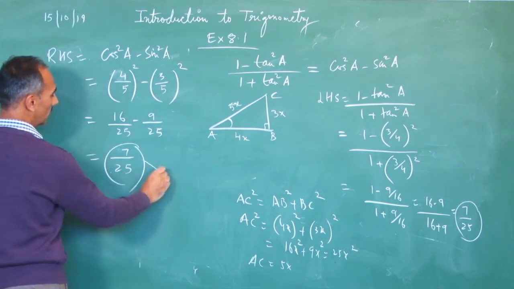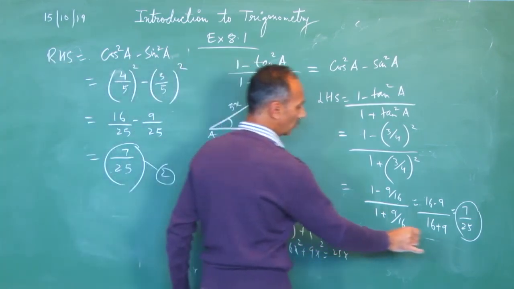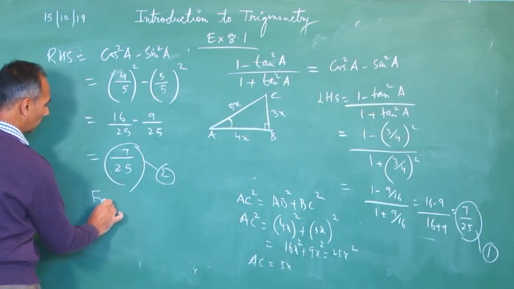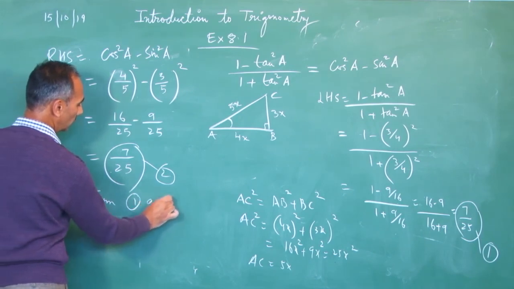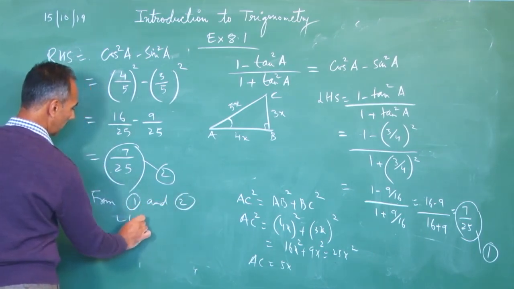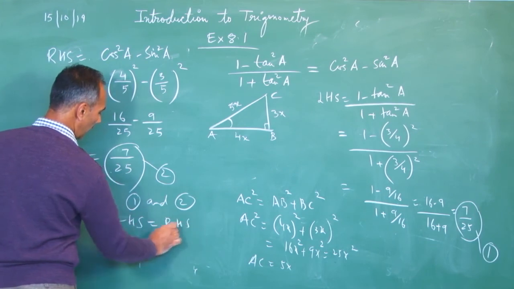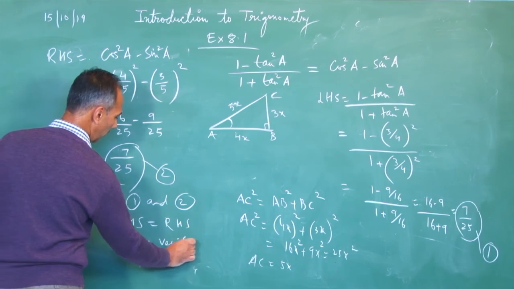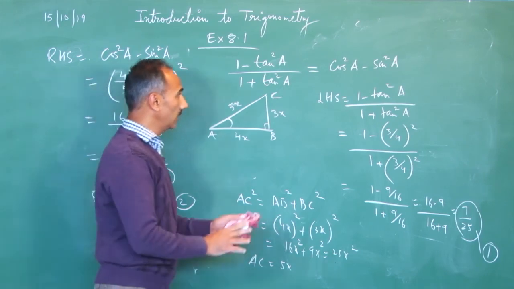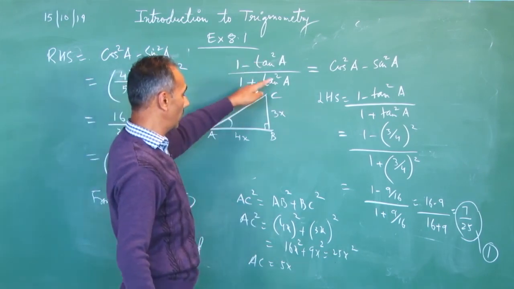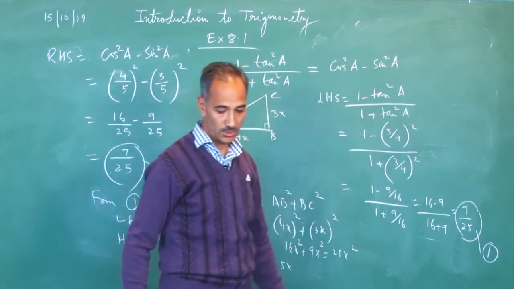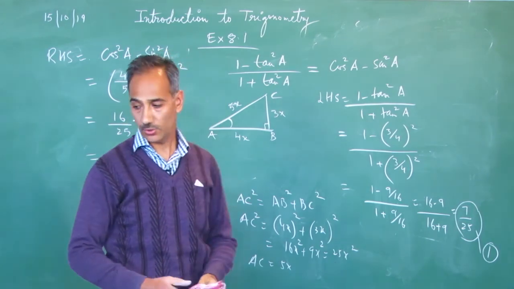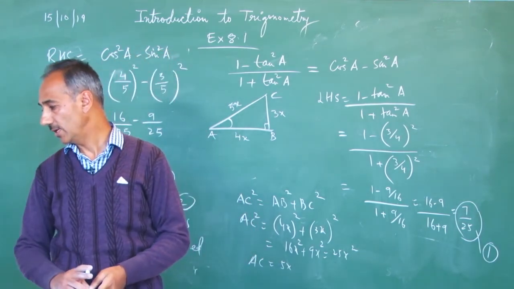If we observe, call this equation 2. This was equation 1. So we say from 1 and 2, left hand side is equal to right hand side. Hence, verified. We have verified that this expression is equal to this expression. So we have verified the equation. With the help of a single t ratio, we have been able to solve this sum.